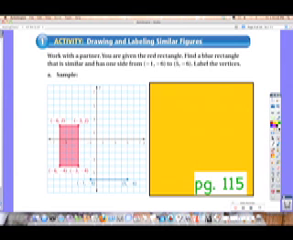Am I saying triangle? Yeah. Oh, what am I supposed to be saying, guys? Rectangle. Rectangle, thanks.